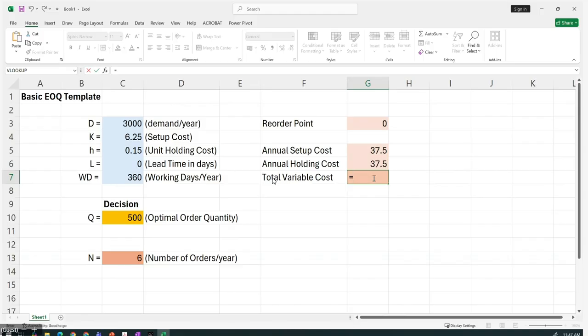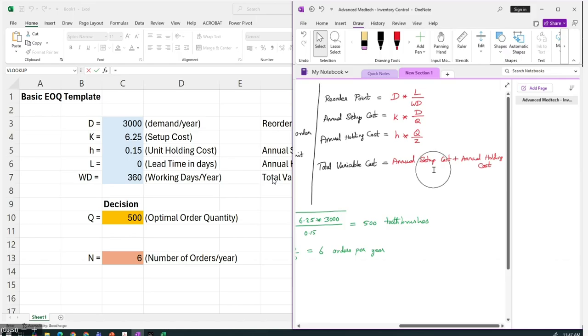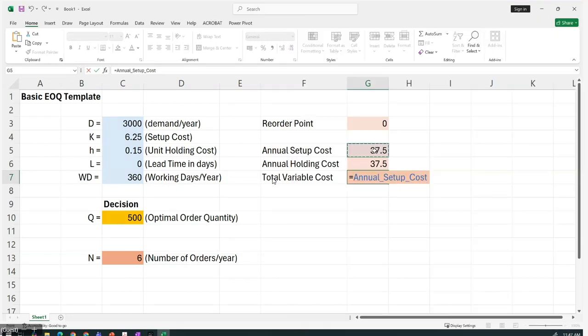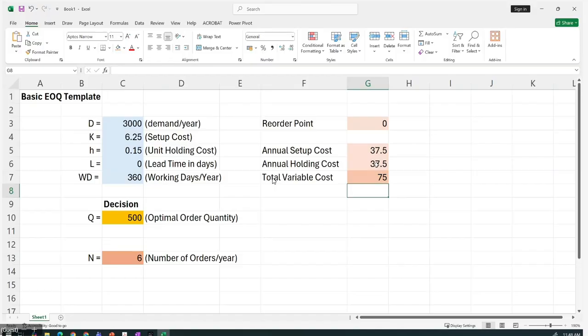So what will be the total variable cost now? Tell me in words. What is it that we said? Annual setup cost plus annual holding cost. So it will be equal to annual setup cost plus the annual holding cost. Since I have given a range name, you can see all formulas are very, very elegant. Otherwise, it would have said G5 plus G6, and God knows what G5 and G6 are, right? So it will take a lot of time for you to debug the formula.